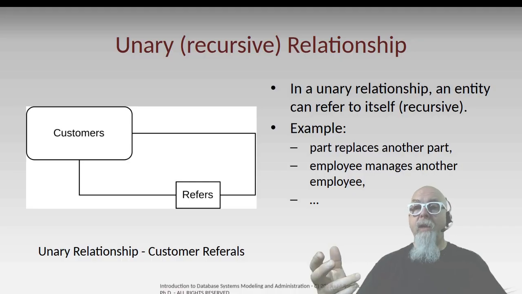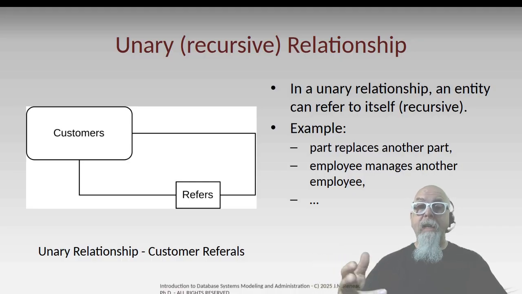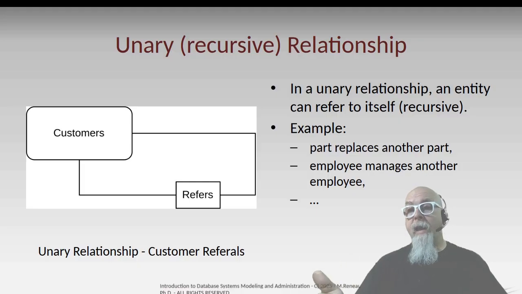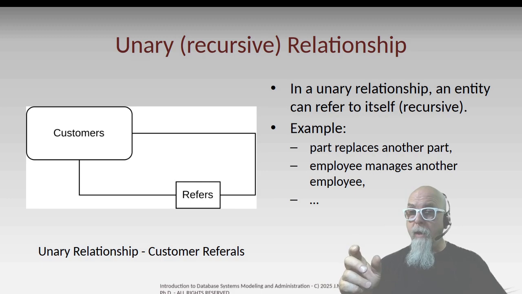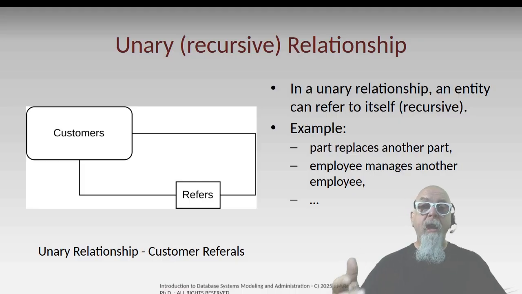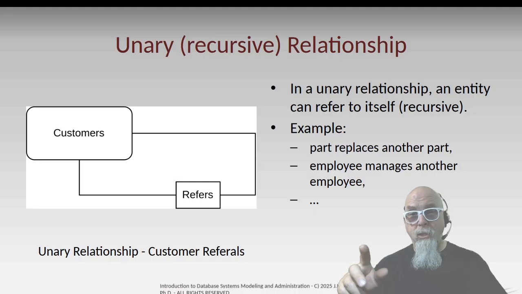Now, here's another example of a unary relationship. Maybe a part is superseded or replaced by another part. So we would have a code saying this part has been replaced by this part, and that's a relationship between one part and another. Or an employee manages another employee, and that's a relationship on the employee entity of somebody manages somebody else.